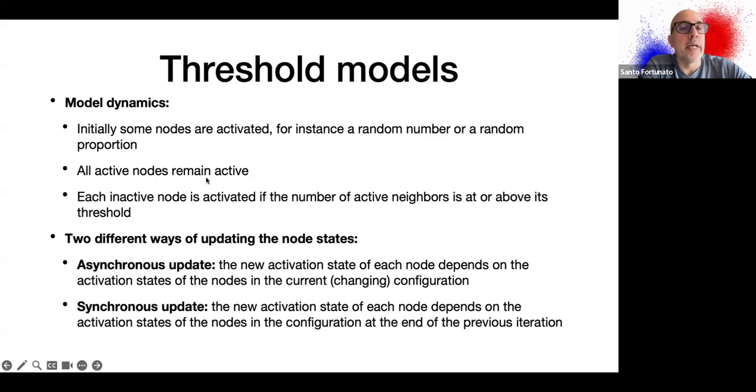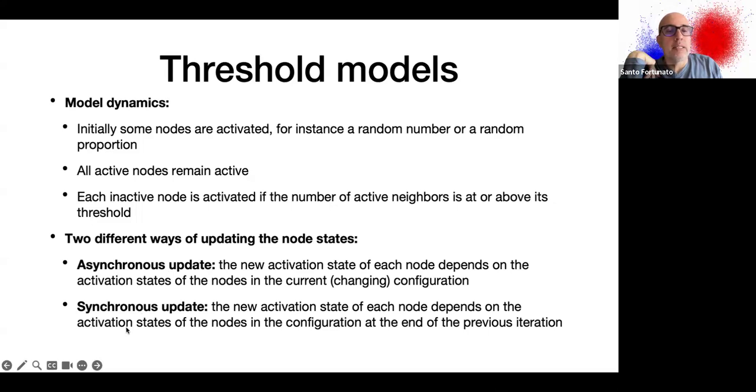All the active nodes remain active. So if you're active, you're always active. What can happen is that some inactive nodes may become active, and they can then in turn influence other nodes to become active and so on, triggering a cascade. Each inactive node is activated if the number of active neighbors is at or above its threshold.